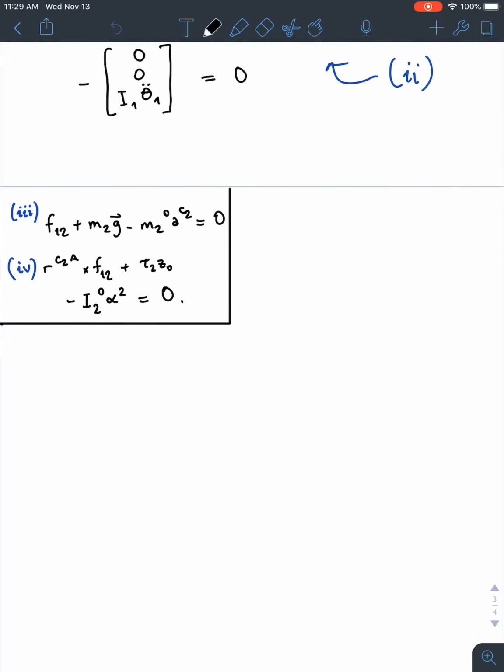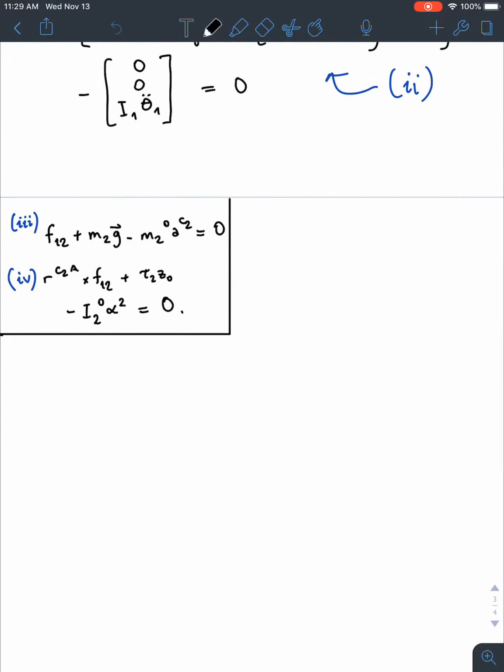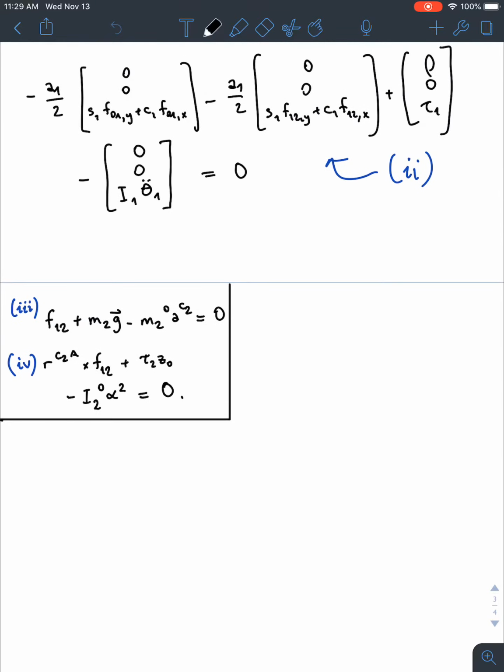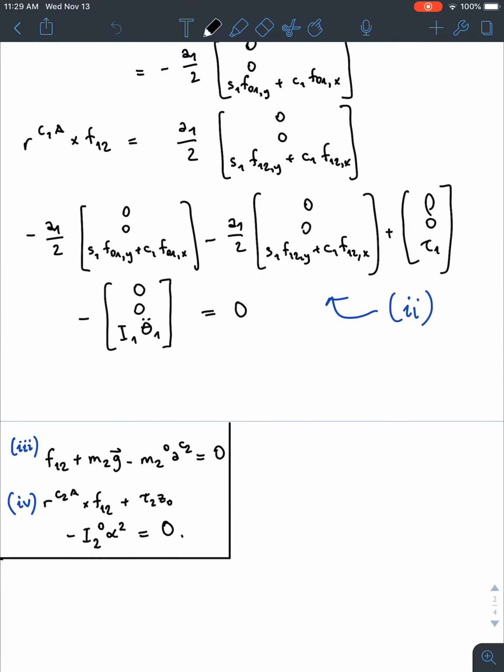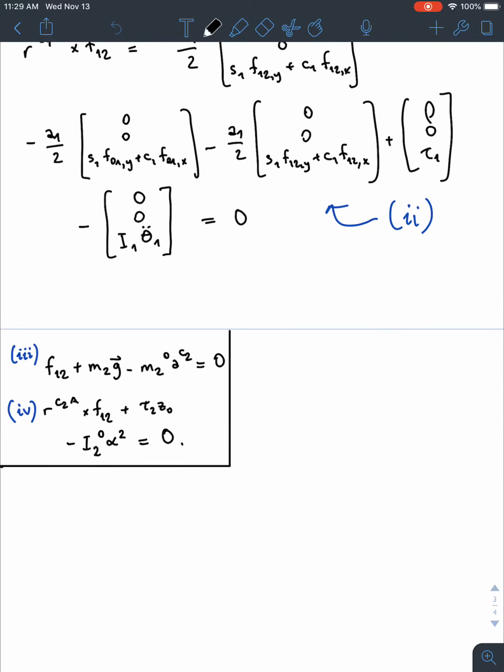All right, welcome to the second part of our static and dynamic analysis of this mechanism. We left off where we left off in class, actually, on Tuesday. We're going to continue by expressing the third and fourth equations in the world frame. So for that purpose, let's start with equation 3.